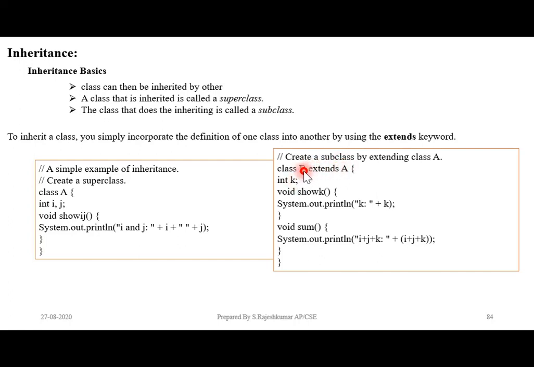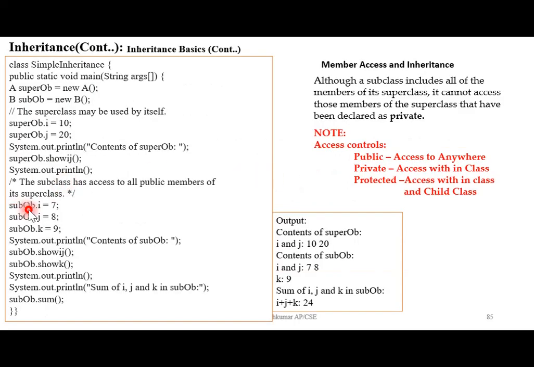Suppose we are trying to access the instance variable i, but i is not here. According to our logic, it extends the properties of A, so virtually i and j are available here. If i and j are available here virtually, we can access them, right? That's why sub object dot i equal to 7, sub object dot j equal to 8, so that i and j are available virtually. I have assigned two variables here, and sub object dot k equal to 9, so I have assigned the values.